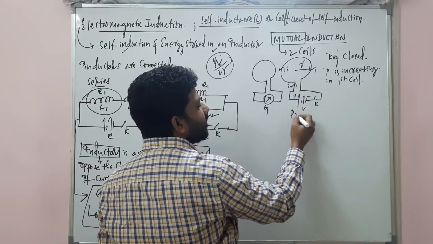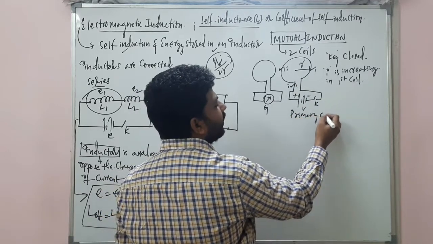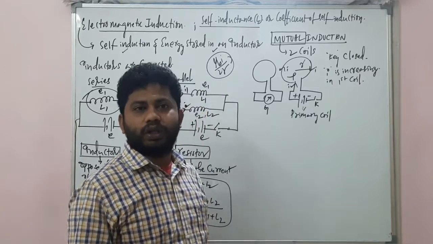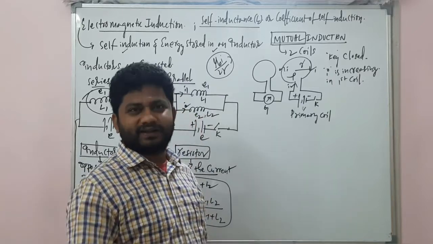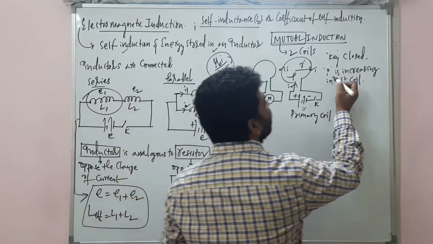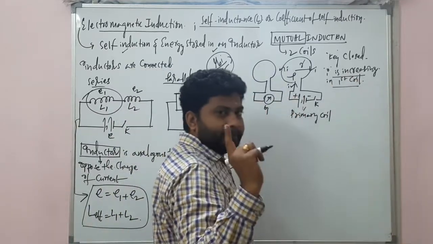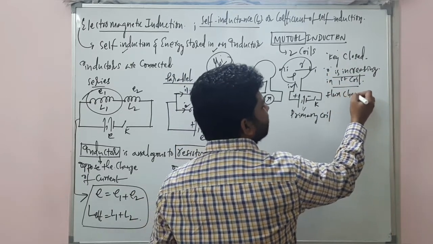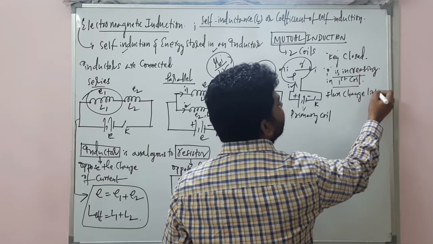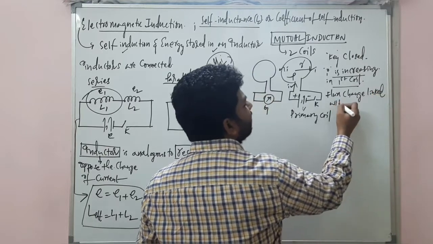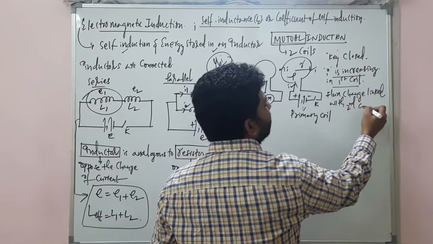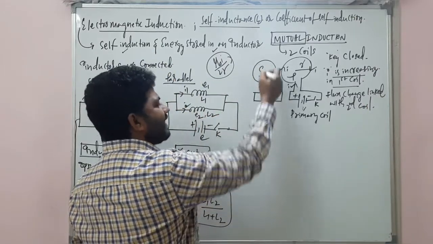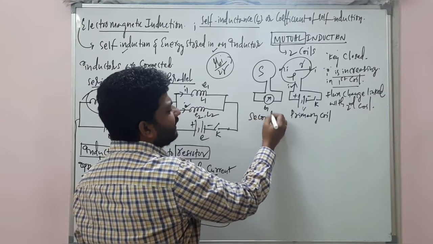I'm calling it the primary coil and denoting it with the symbol P. What is that P here? Primary coil, in which the main current is passing through it, right? So I is increasing in the first coil. Because of this, a magnetic flux change is linked with the second coil. And the second coil, I am writing it as S, where S is the secondary coil.